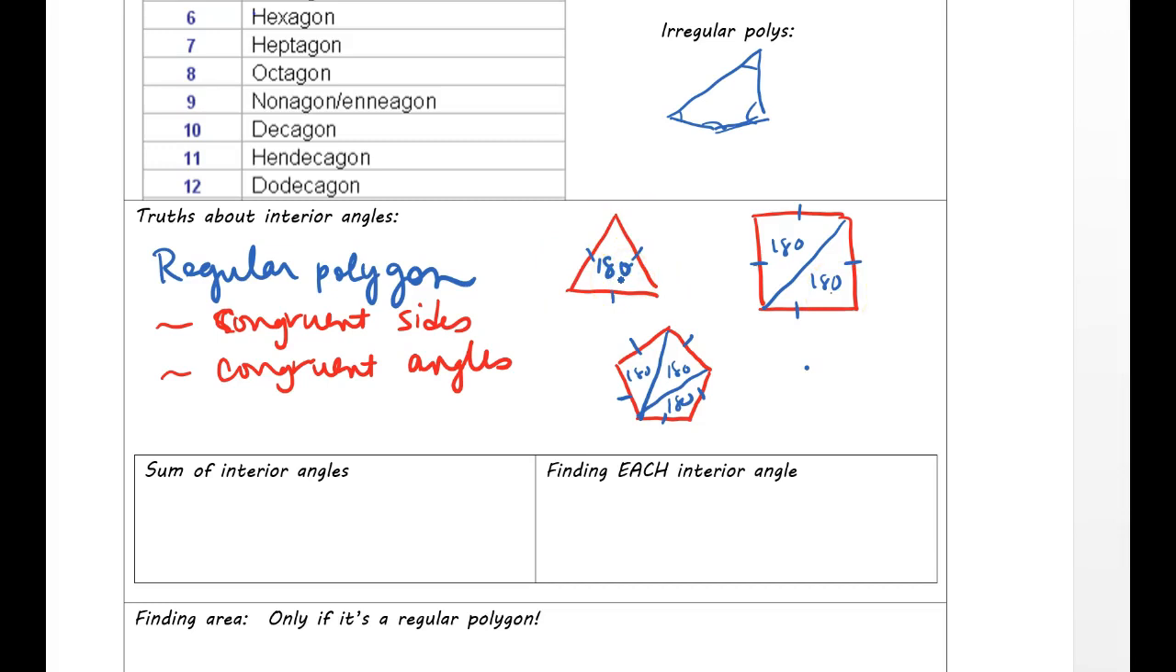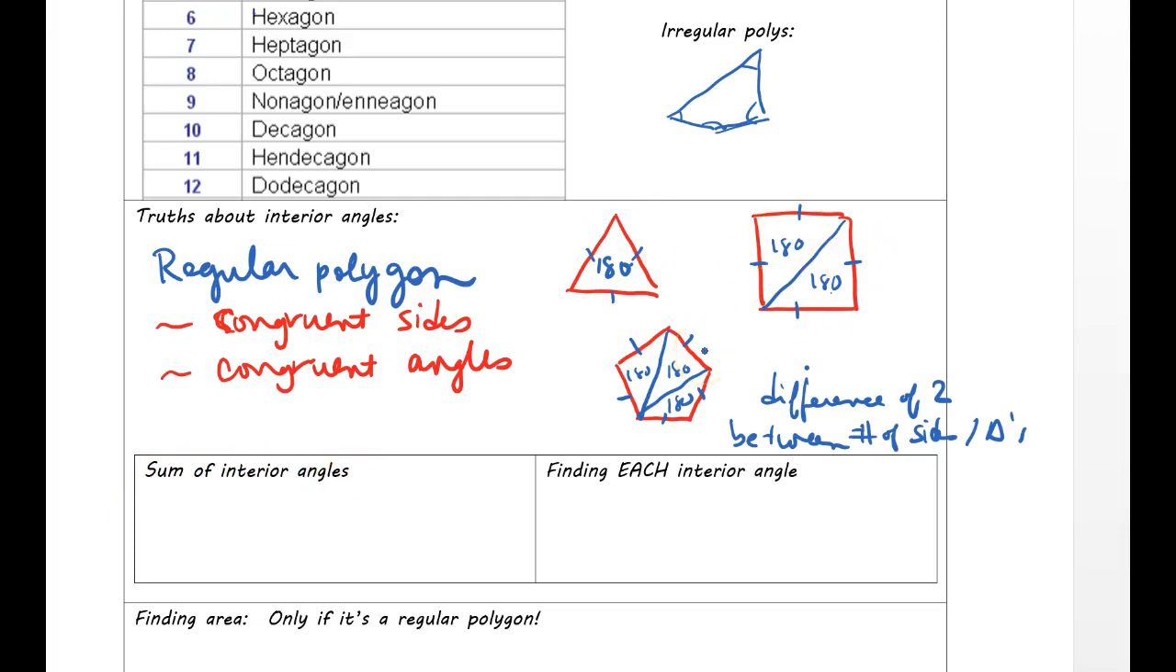So if you've noticed the difference between those numbers, 1 triangle for 3 sides, 2 triangles for 4, and 3 triangles for 5, there's always a difference of 2. A difference of 2 between the number of sides something has and how many triangles you can draw inside of it, okay? And because of that, there's a formula for how to find the sum of the interior angles, okay?